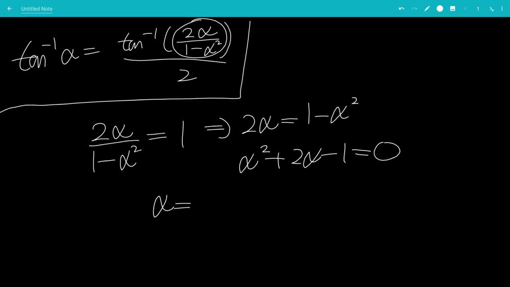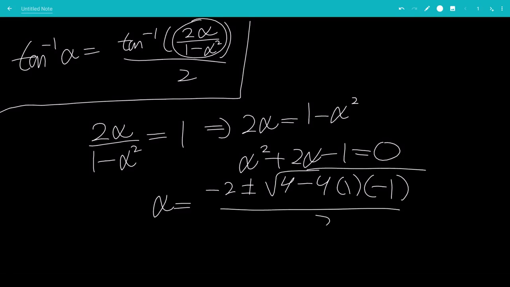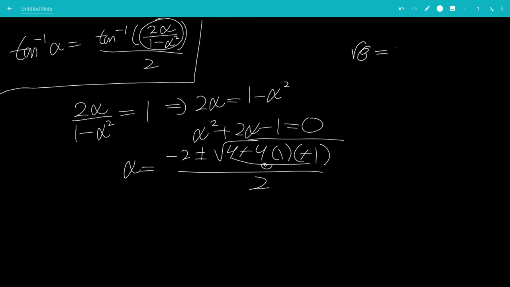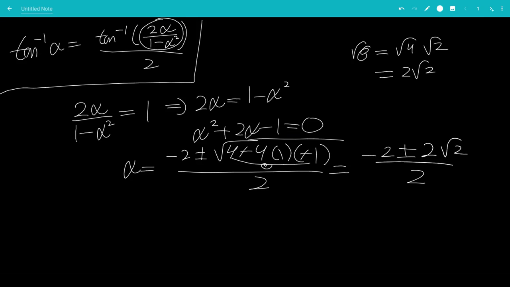Now we have to use the quadratic formula, so it'll be alpha equals negative 2 plus or minus the square root of b squared, which is 4, minus 4 times a times negative c, which is negative 1, over 2. Negative will cancel, so this will be 8, and the square root of 8 is square root of 4 times square root of 2, which is 2 square root of 2. This will be negative 2 plus or minus 2 square root of 2 over 2. So this is alpha 1, alpha 2, which equal negative 1 plus or minus square root of 2.